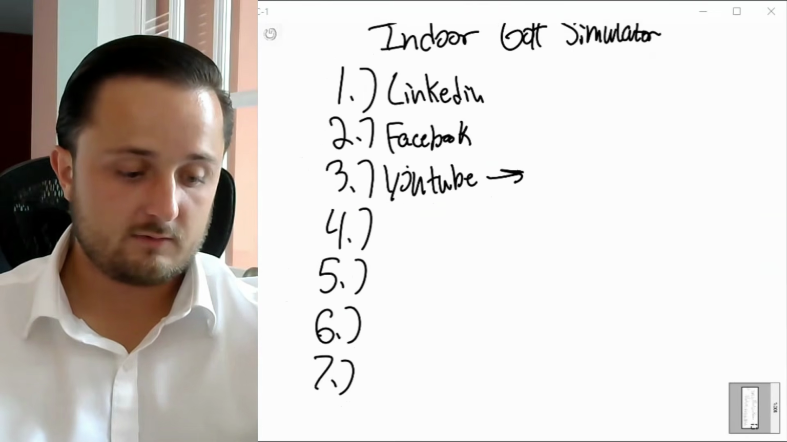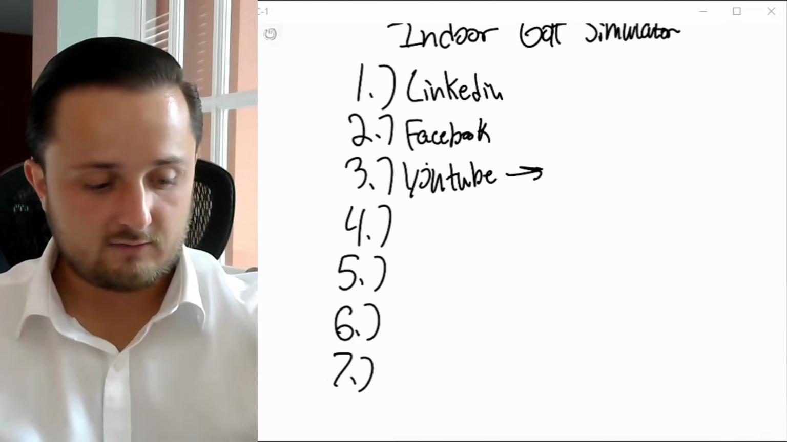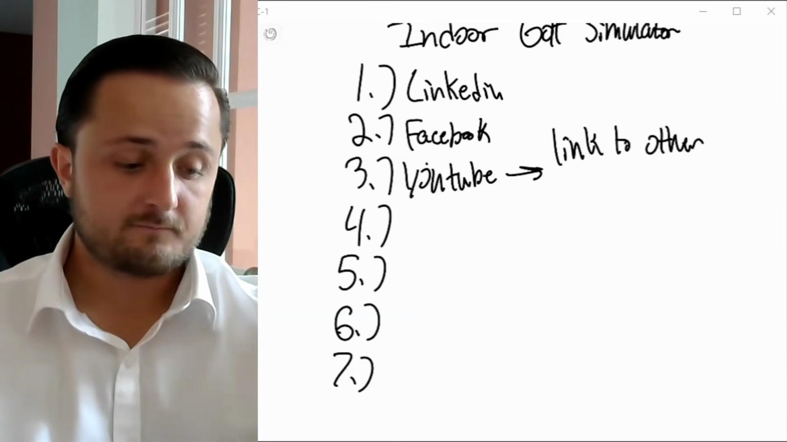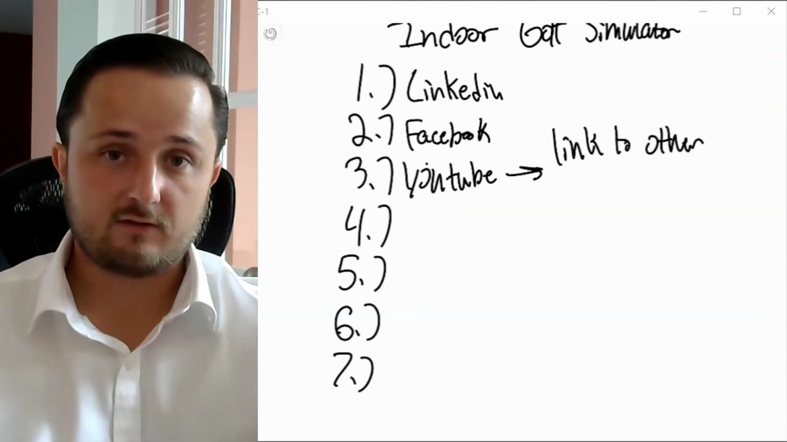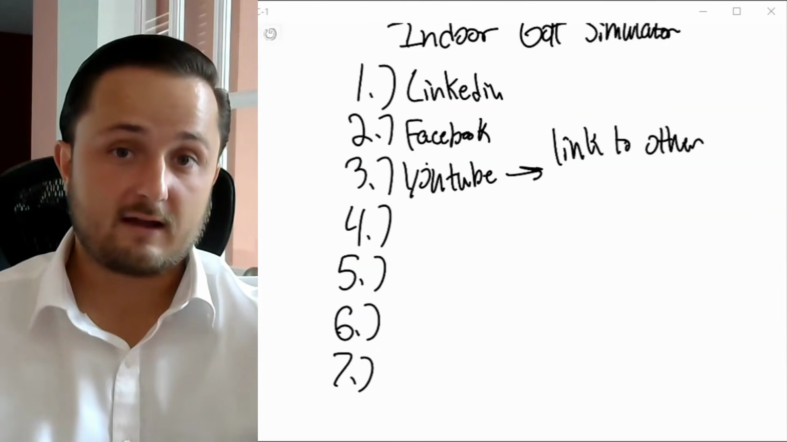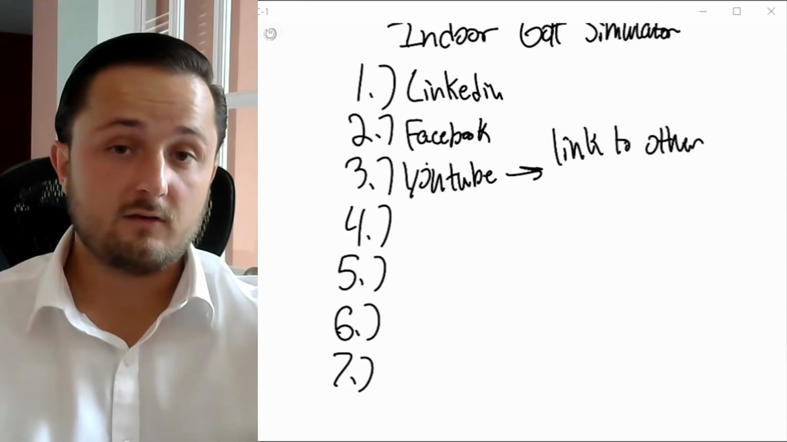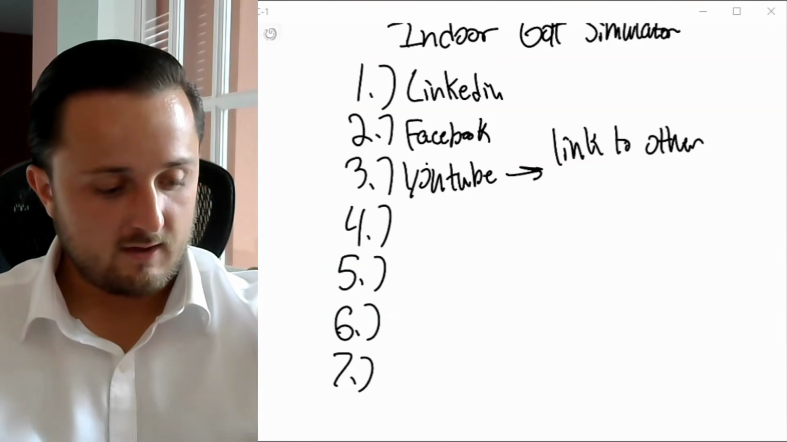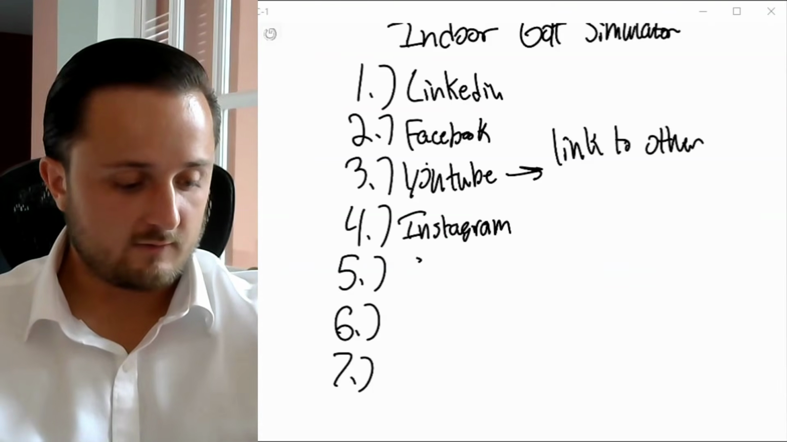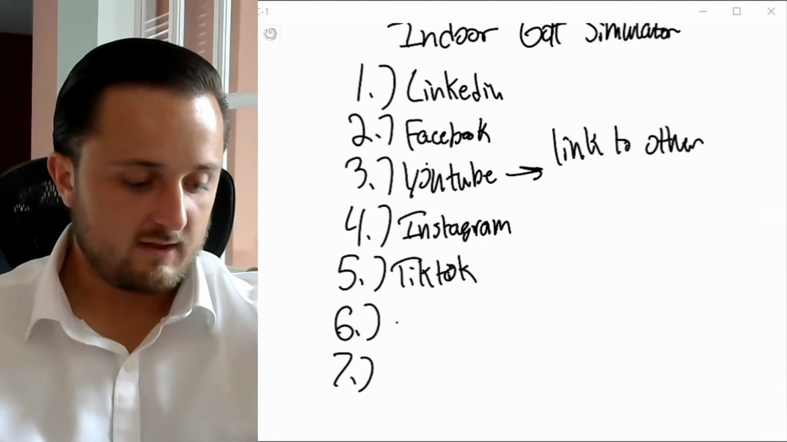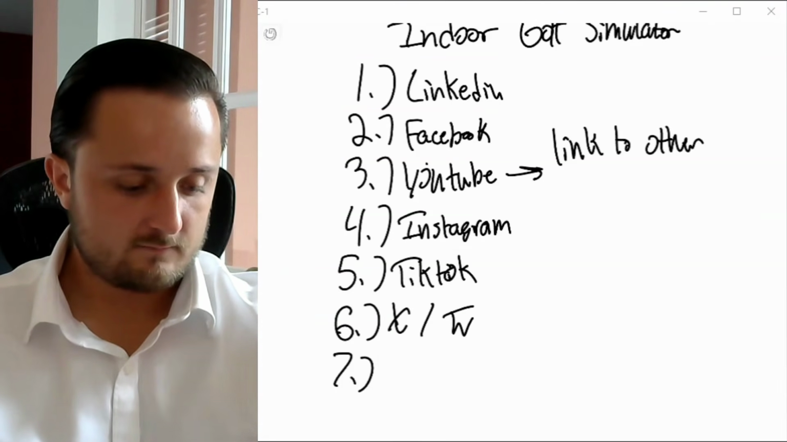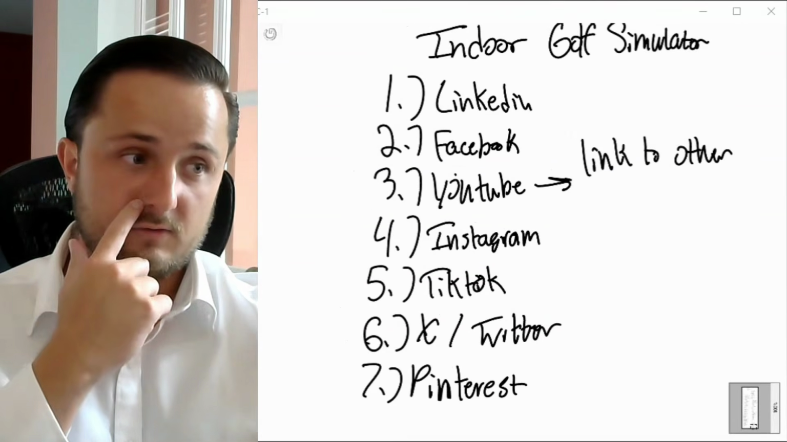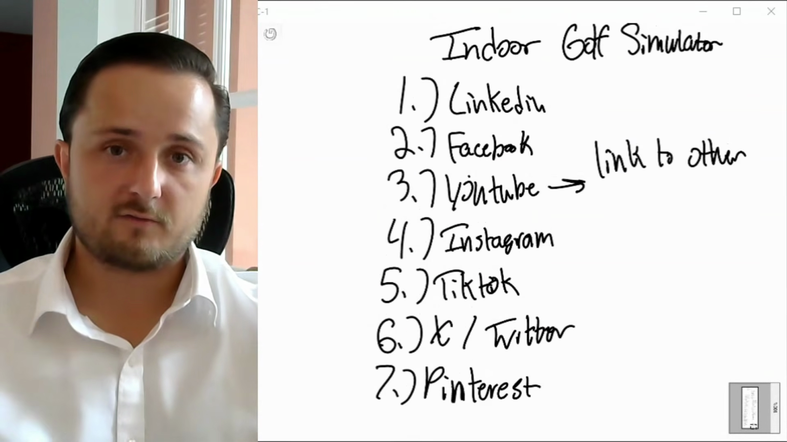Before we go into the other ones, you're going to want to also link to your other social profiles. On YouTube, you can also link to these other 7 as well, and you can link back to your website. YouTube is another Google property. So after YouTube, we've got Instagram. We've also got TikTok. We have X or Twitter. And then you also have Pinterest. So these are the 7 that you need on your Google Business Profile.